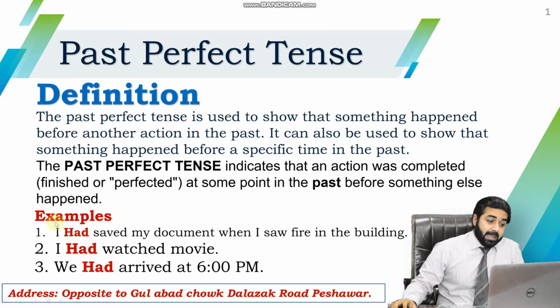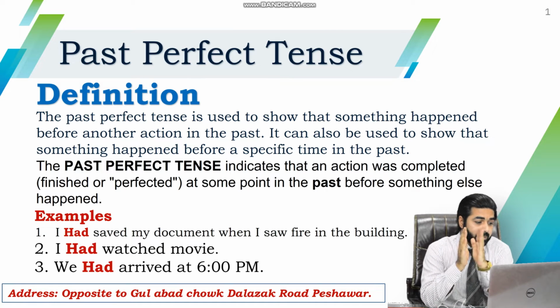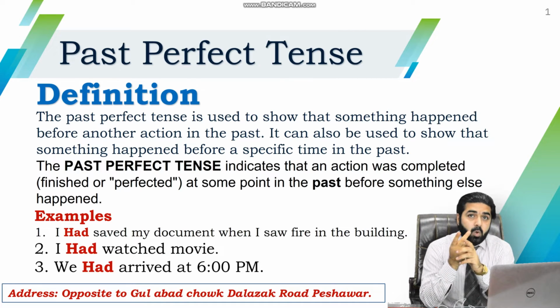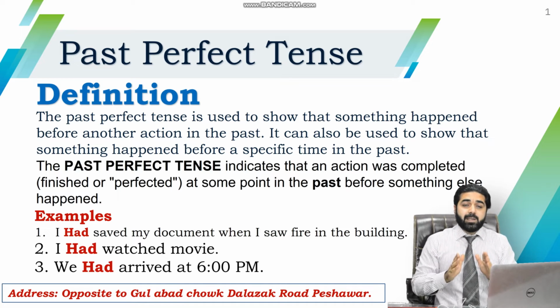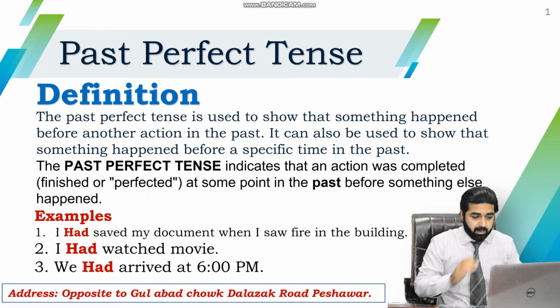Okay, example आपको दूंगा, उसके बाद आपको समझ आ जाएगी कि what does it mean. I had saved my documents when I saw fire in the building. अच्छा, ये एग्जाम्पल है, यहाँ पर दो एक्शन हो रहे हैं. Two actions are happening in this example, right? Both actions are completed, but one action is completed before another action happened. How? I will tell you.